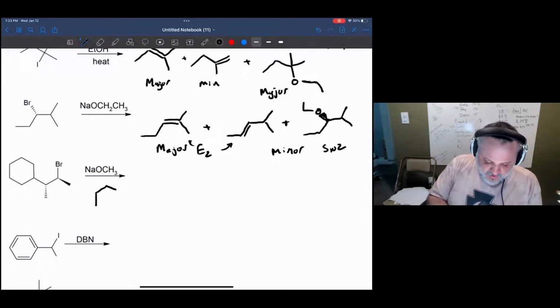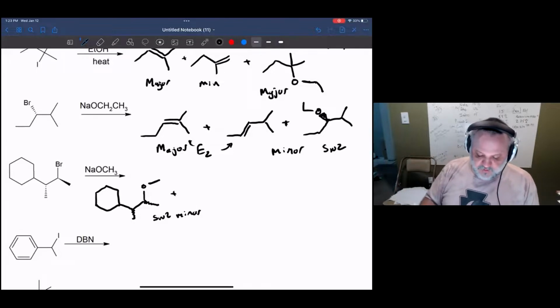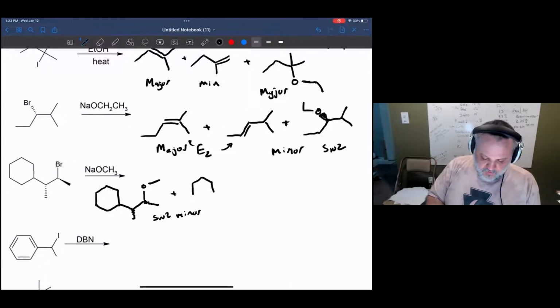So I'm going to have no change here in the stereochemistry. But I'm going to have an inversion in the stereo center here. So in order to make sure that I have an inverted stereochemistry, it would look like this. Okay, so that's my SN2. It's minor. And now what about my E2 products? Well, I have another minor E2 product where the least substituted double bond forms.